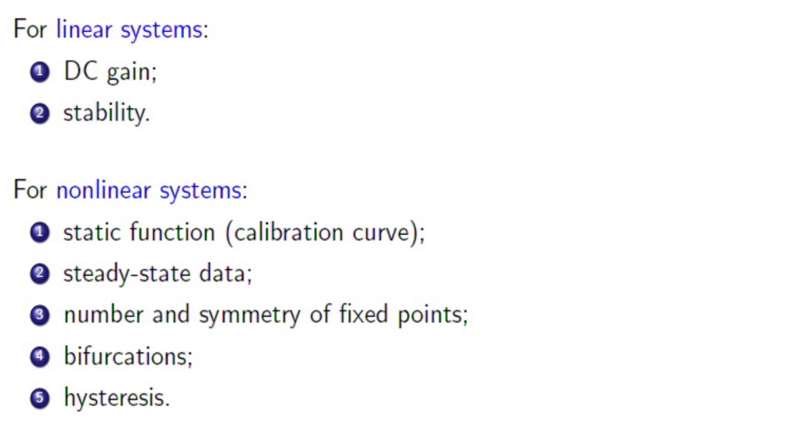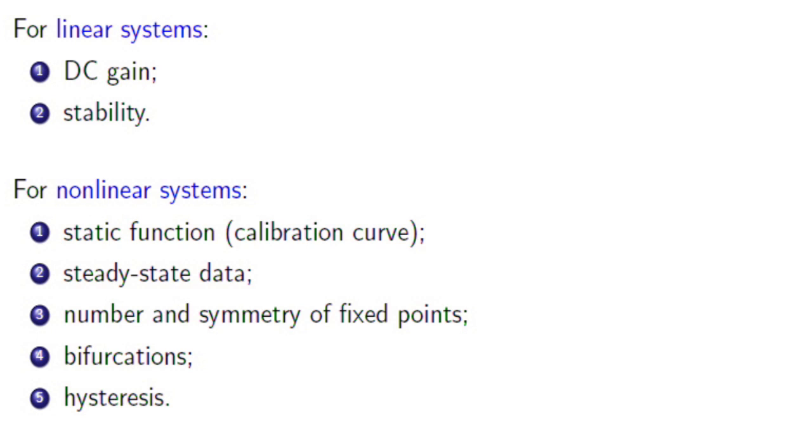But in nonlinear systems, we have a wider range of possibilities. Let me say that these first two, in principle, could also be solved for linear systems if the static function and steady-state data were very simple. But very often they're not, and then the nonlinear case is very interesting. So let me say that these first two are the ones I'm going to illustrate in my examples.